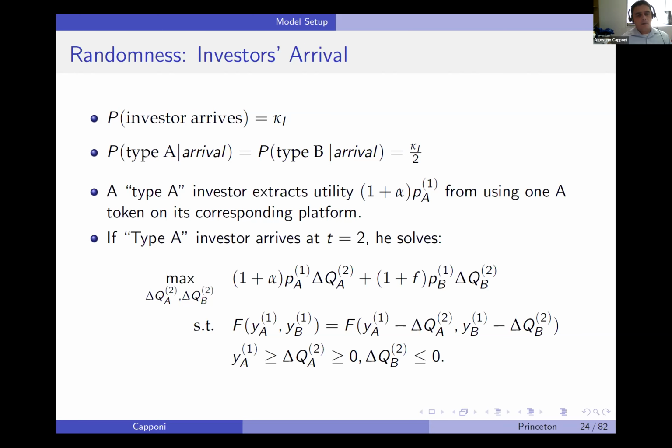Now, if an investor of type A comes and wants to trade, you will have to solve this. This is a constrained convex optimization problem. Essentially, you want to maximize the utility, which is a linear utility. So the utility from holding token A, plus the fact that you have to pay a fee because if you want to get token A out, you have to deposit token B. So you have to pay a fee proportional to the amount of token B that you're depositing.